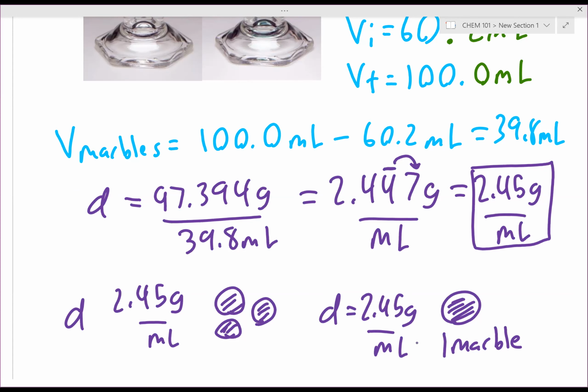This is a critical point about intensive properties. They only depend on the identity of the object, chemical composition. They do not depend on the amount of material. Okay, any other questions on density calculations?